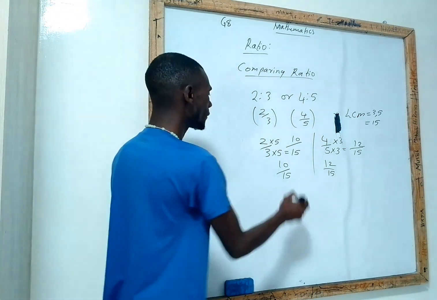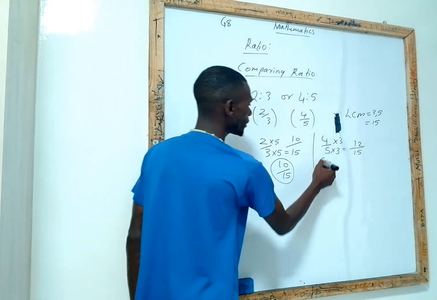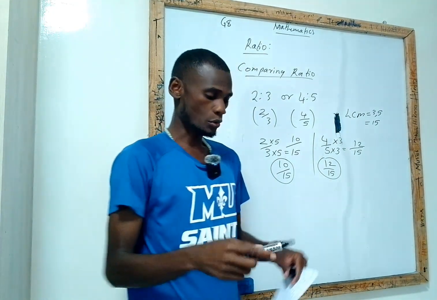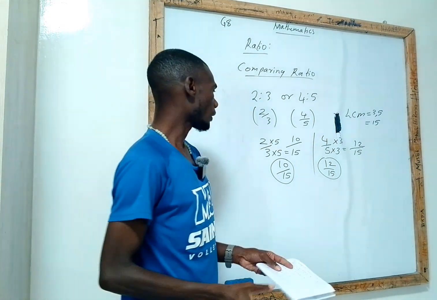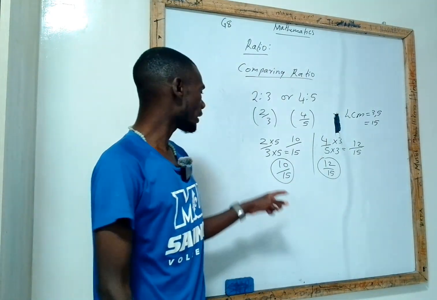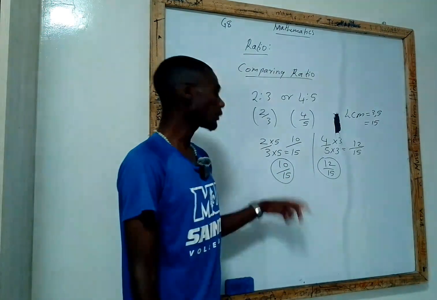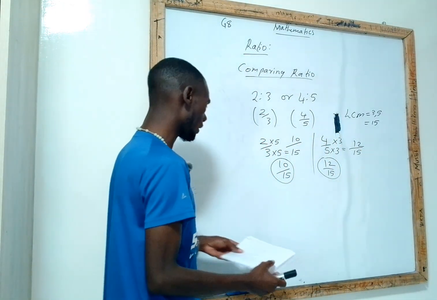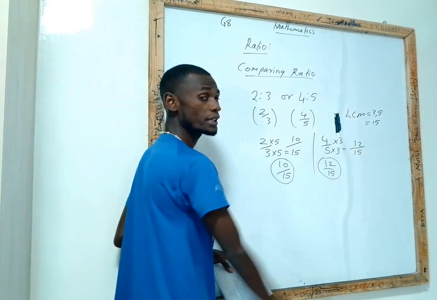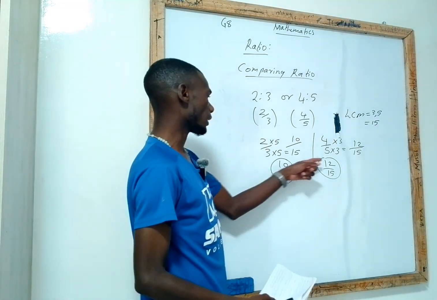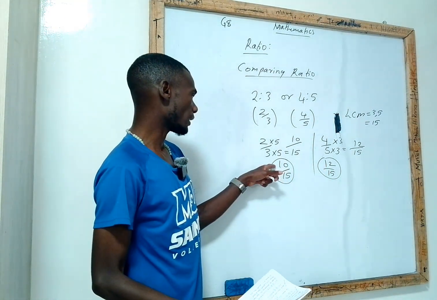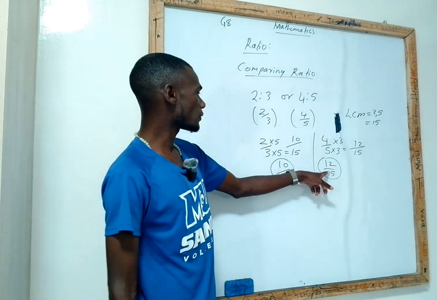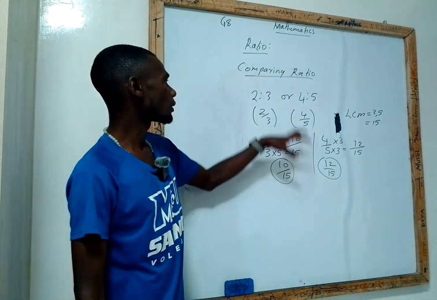Now once you have these fractions with the same denominator, comparing them becomes easier, because once they have the common denominator, the fraction with the biggest numerator becomes the biggest fraction. Not denominator, numerator. This one has 12 and this one has 10. So this fraction is bigger than this. Once we know that this fraction is bigger than this, now we come to the ratios.